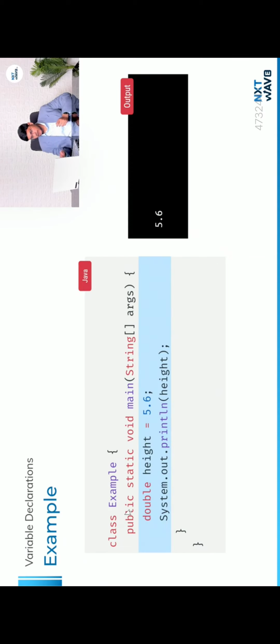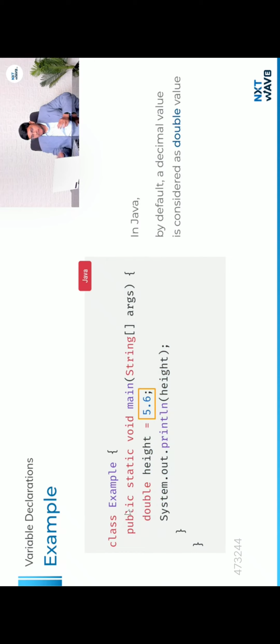Okay. And in case of decimal values, assume you want to store the decimal value 5.6 in a variable height. You can declare the type of that variable as the double data type, because in Java, by default, whenever you assign a decimal value, it is considered a double. So whenever we write just 5.6 or any decimal value, by default in Java it is considered data type double. So we have declared the type of the variable height as double.